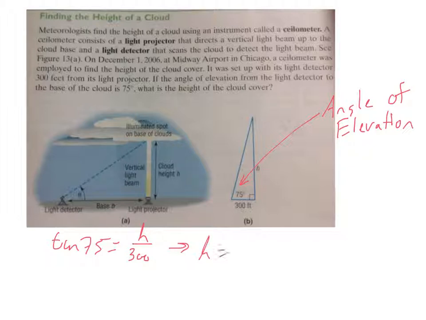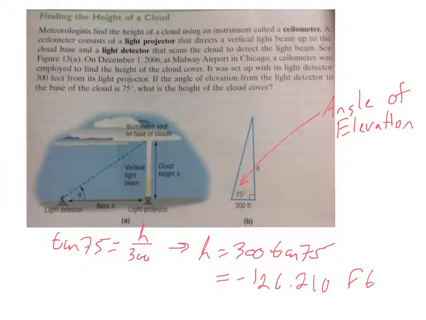and therefore h is going to be equal to 300 tangent 75. So we get 300 times tan 75 gives us negative 126.210 feet. Yeah, so that doesn't make sense because it's a negative value, and we should be getting positive values for a length. And the issue there is that I had it in radian mode, so that's an important lesson, that you should always have your calculator in the right mode. In this case, I should have had it in degree mode because we're doing everything in degrees.